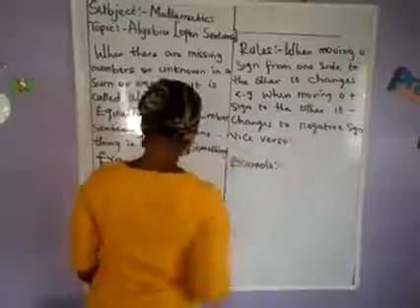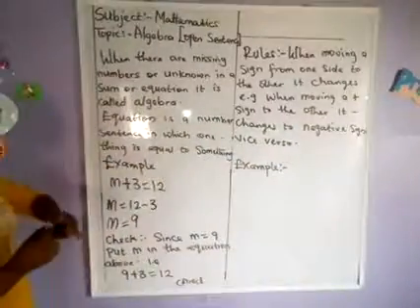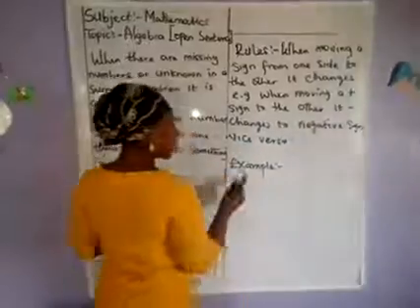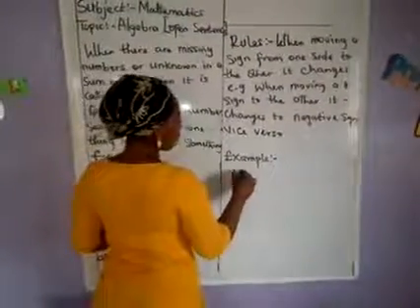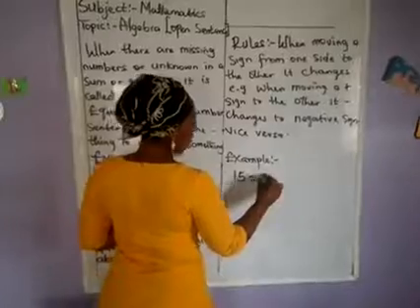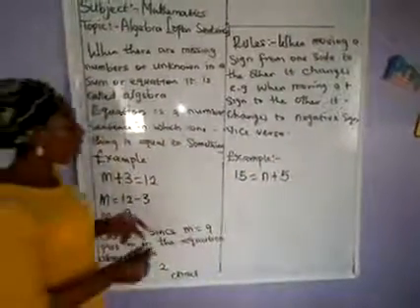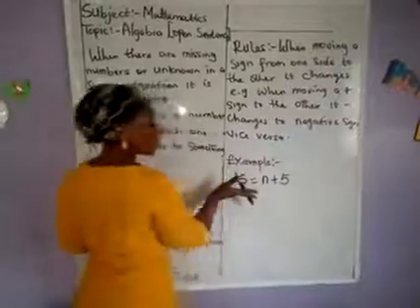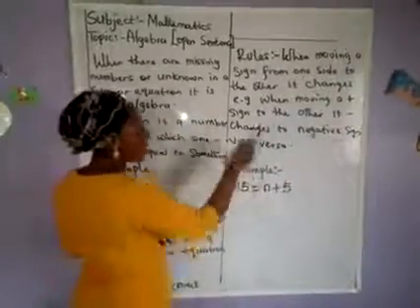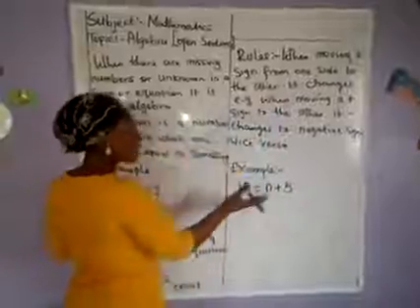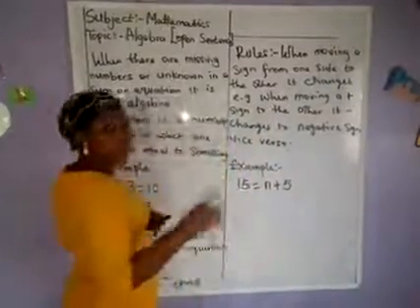We are still on algebra, open sentence. So you might add your missing number on the right hand side or on the left hand side. Take for instance, you have 15 equals n plus 5. Our total number or our sum is 15, but a certain number is added to 5 to get 15. So what is that number? And remember again, the sign rule says, irrespective of where we have the sign, if you are moving it from one place to another, it must change.